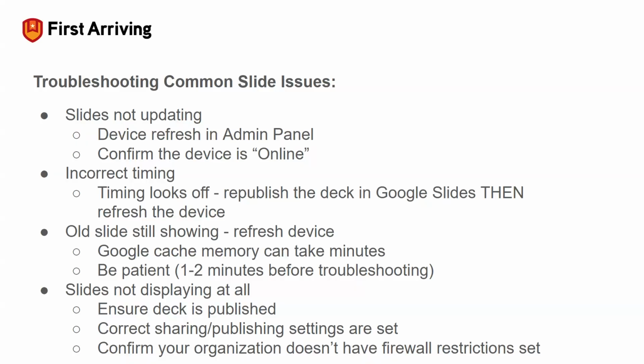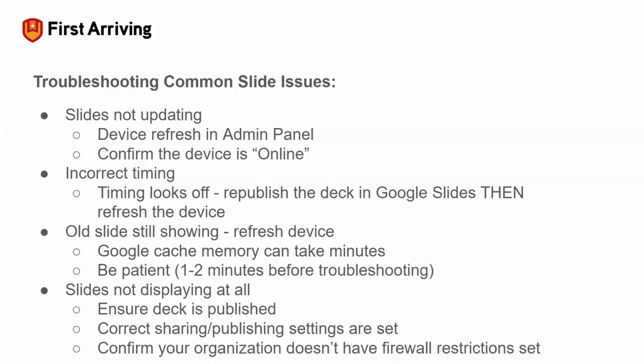Now, if you're getting incorrect timing between slides, that's where you want to look at republishing the deck and then hitting the refresh button on your device to make that sync up. If you have old slides still showing, a device refresh usually resolves this. Keep in mind that Google's publishing cache can take 1 to 2 minutes to reflect changes. So be patient and wait a little bit before going through all the troubleshooting or reaching out to the support team, because there is that cached memory on the Google side of this equation.